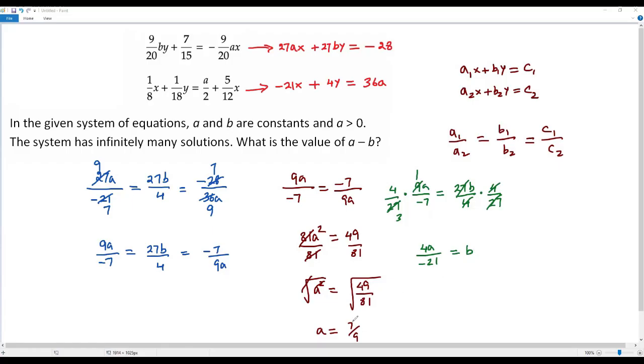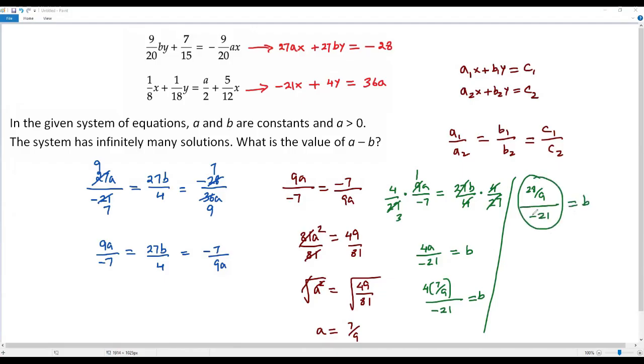Okay, already we have the value of a, that is 7 over 9. We can plug in this value 7 over 9 for this a. Then I'm getting 4 times 7 over 9 over negative 21 equals to b. Okay, let me continue over here. 4 times 7 is 28 over 9 divided by negative 21 equals to b.